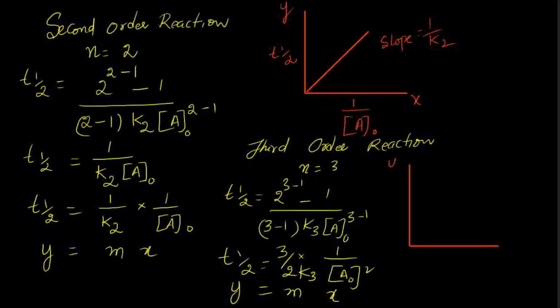This relation is also in the form y equals mx. Here the y-axis is T half, the x-axis is 1 by a naught power 2, and the slope equals 3 by 2 k3. So this is the graph related to third order reactions based on the half-life period.